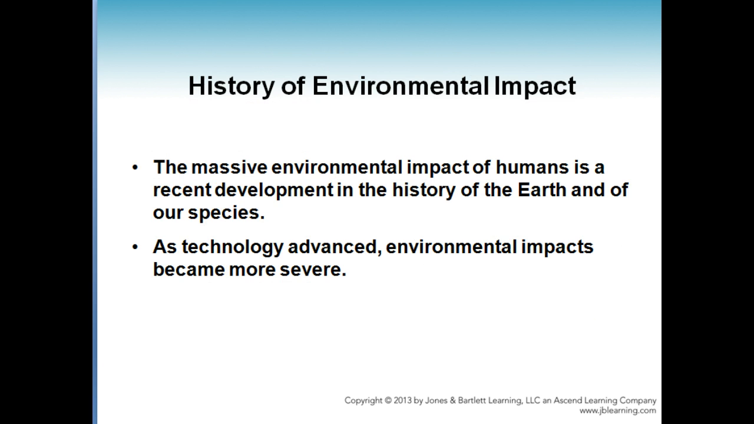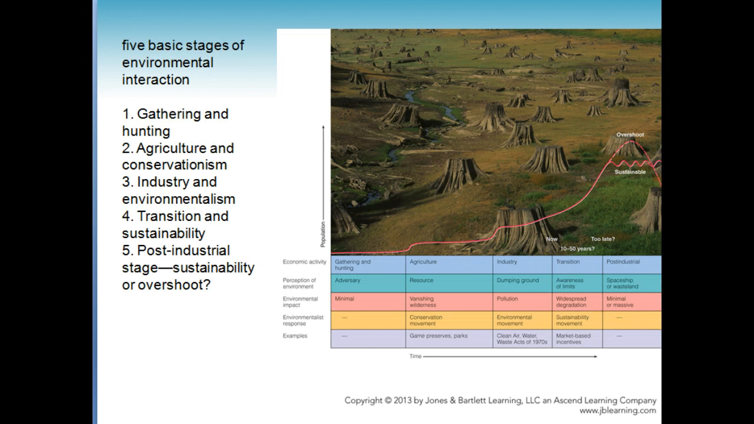Large-scale environmental impact of humans is a recent development in the history of the Earth and our species. As technology advanced, environmental impacts became more severe. Historians identify 5 basic stages of environmental interaction and thought. Gathering and hunting is the first stage. Up until 10,000 years ago, humans survived by moving with animal herds, supplementing nutrition from forests and fields.